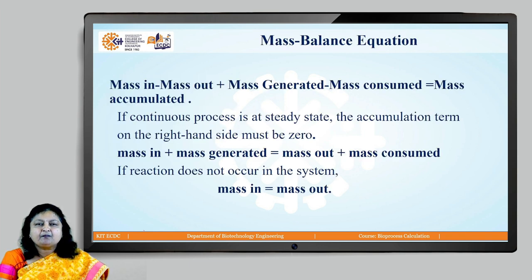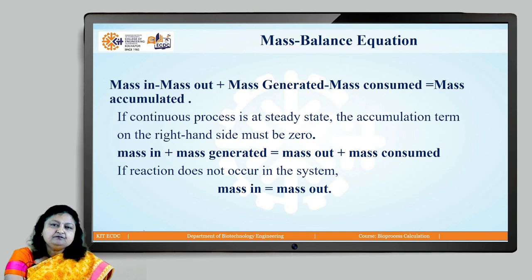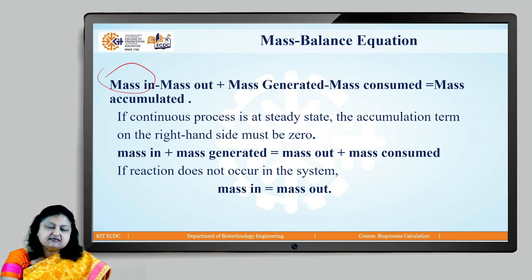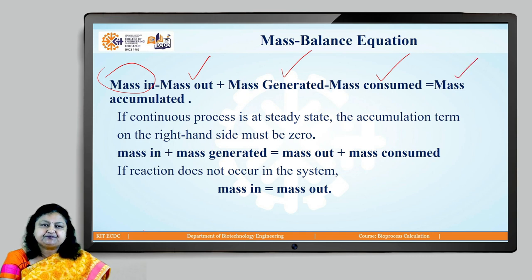Initially, we discuss the general mass balance equation. The general mass balance equation for any process can be written as mass in minus mass out plus mass generated minus mass consumed is equal to mass accumulated within the system.